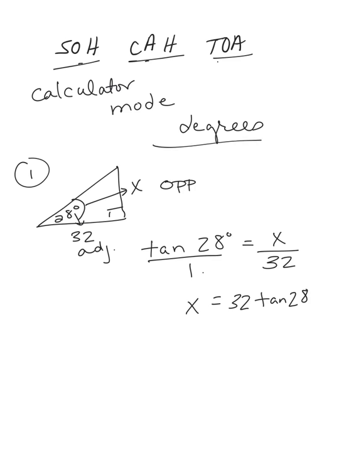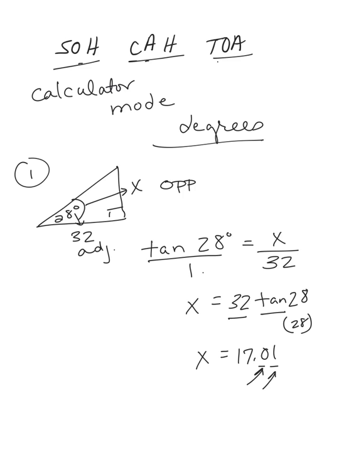If your calculator is in degree mode, you would type in 32, press the tan button, your parenthesis might show up, you hit 28. Then you press enter, and you get 17.01. This is the tenths place, this is the hundredths. You have to pay attention to the directions if it says to go to the tenths or if it says to go to the hundredths. So that's the value of x. That is the side of the missing triangle.